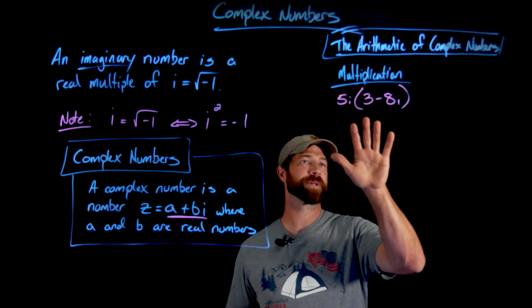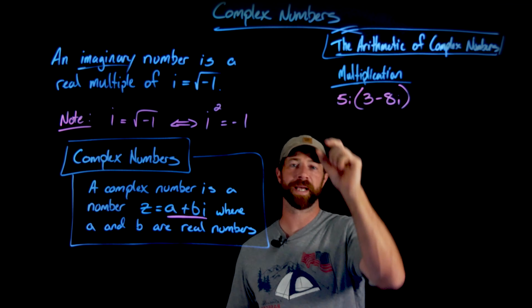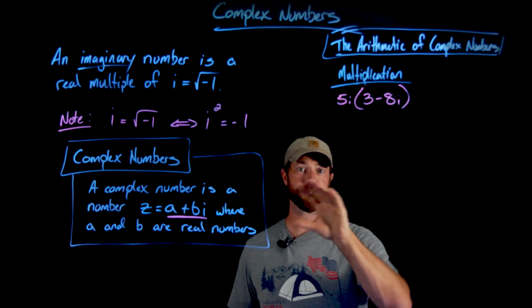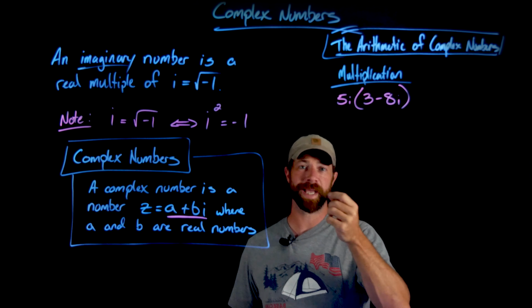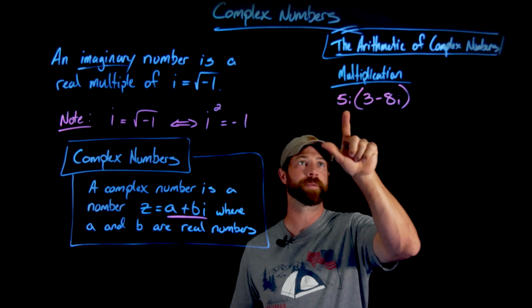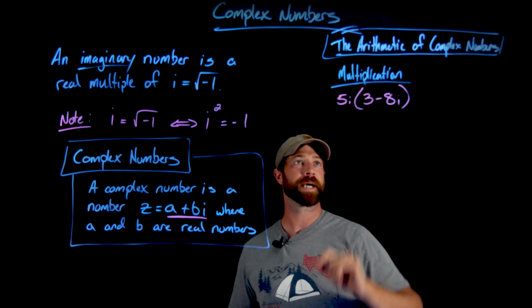So in this first example I'll do right here, this is a complex number that has a 0 as a real part, so just 5i. So it really only has, the only non-zero part is that imaginary part. So this complex number times this one.